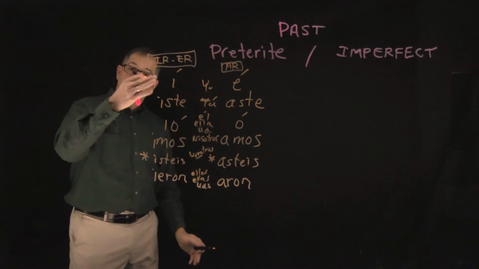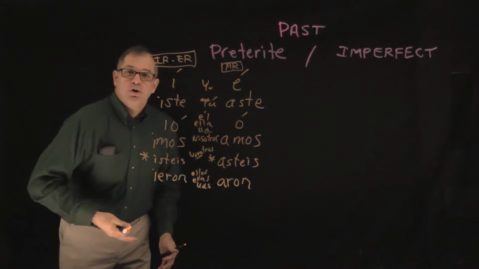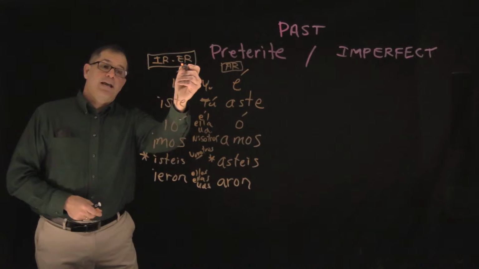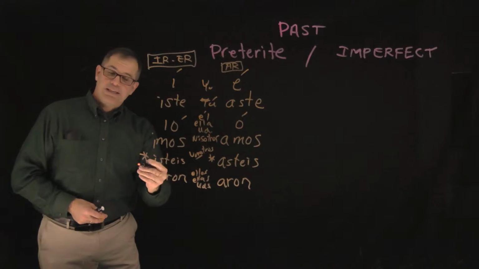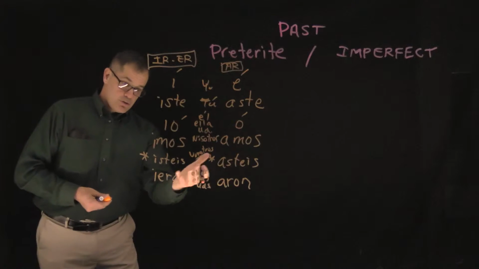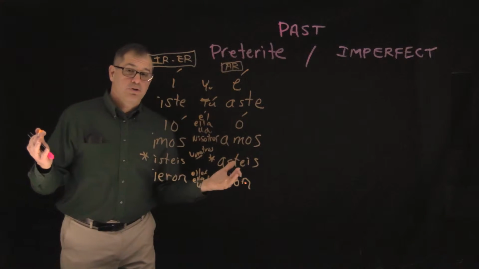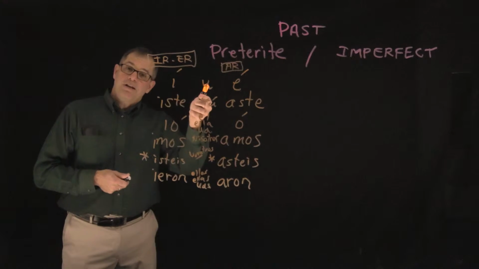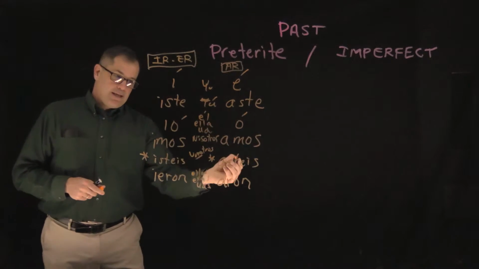If it's an ER or IR verb, like vivir, or comer, or aprender, we take off the ER, IR, and add í, iste, ió, imos, isteis, and ieron. So some of those obviously look very familiar to you because we've built them into stories. And so that's how we form the regular preterite tense.